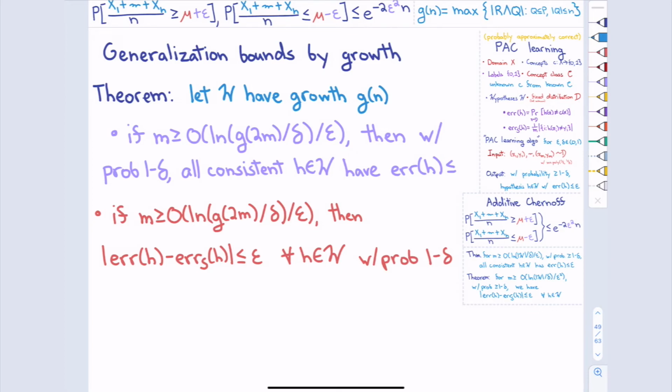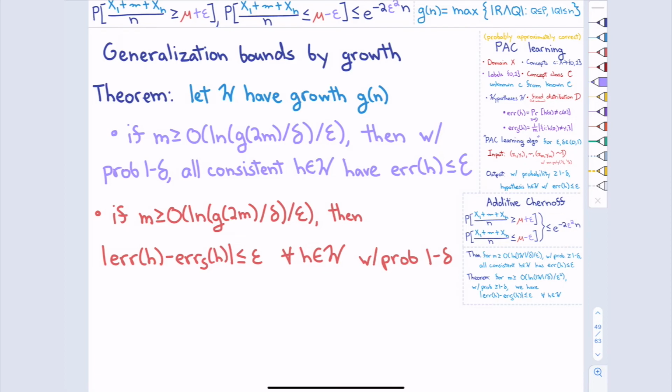Okay, so if m is at least the growth rate of 2m over delta divided by epsilon, then this kind of consistent learner implies PAC learning. So all consistent hypotheses will have error rate at most epsilon, just like the first class of results we've had all along.